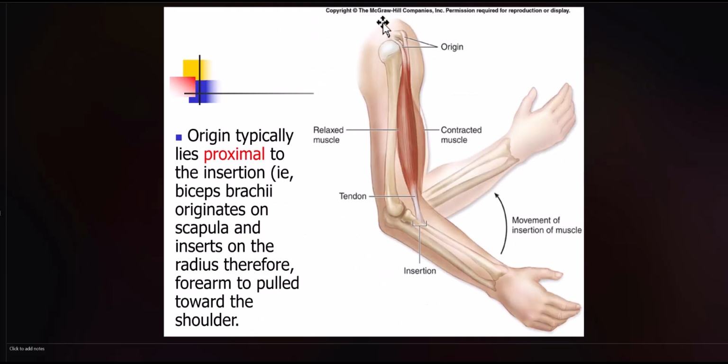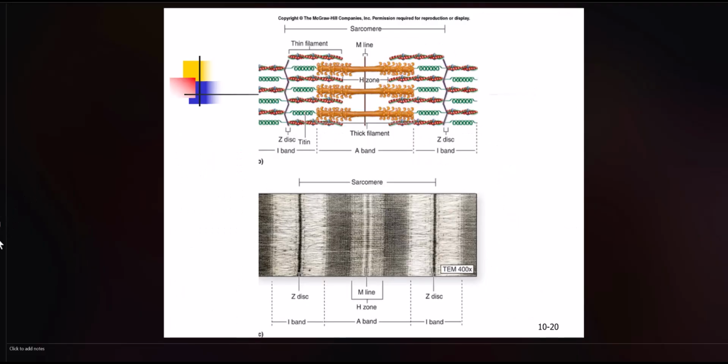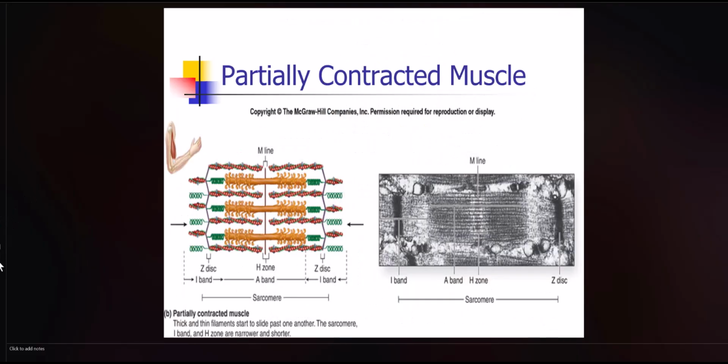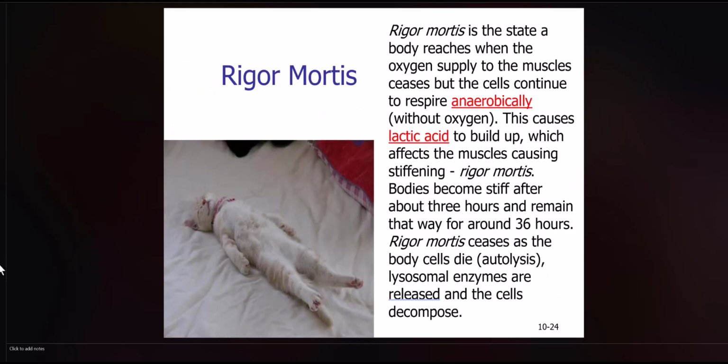And origin, remember, is the place that doesn't move. Zero movement. Origin, zero, null, less movement. Whereas the insertion moves with the contraction of the muscle. We've already gone through the sarcomere slides. And that brings us to the very last thing.